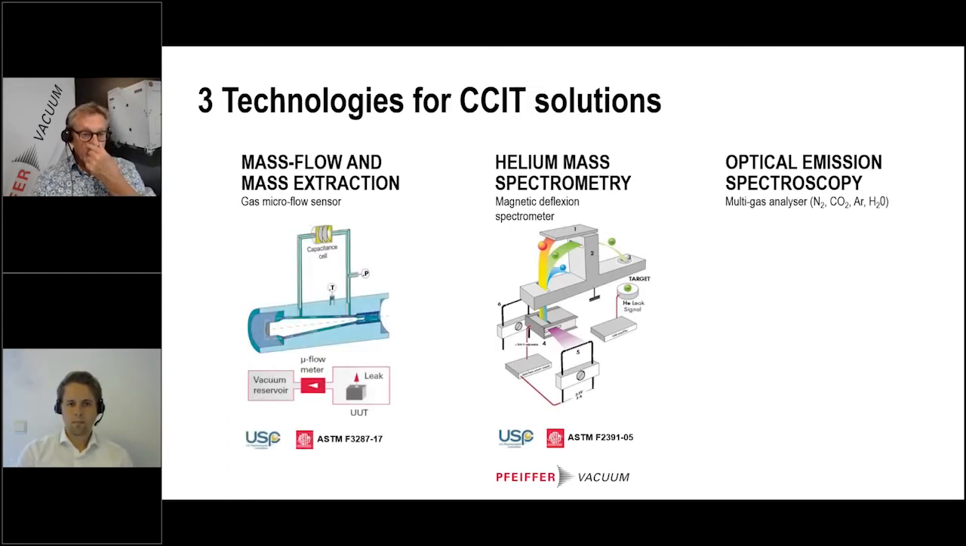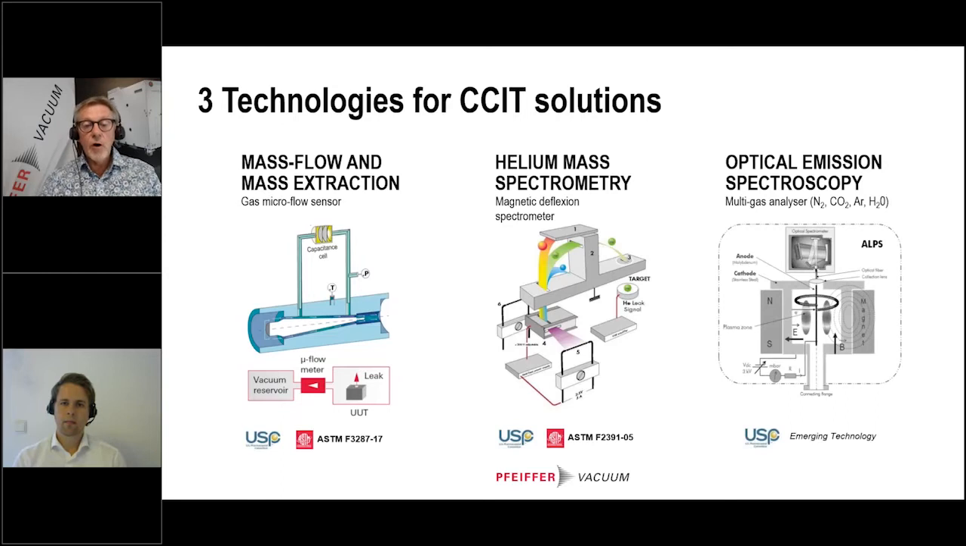Then we also use the mass extraction technology, which is based on a microflow sensor. Here you have a cut view of the sensor, where you see that the measurement is a direct measurement of the leakage. The container to test is located in a vacuum chamber, in a test chamber here, which is connected to a vacuum tank, and we measure the direct leakage through the sensor using this technology, so-called mass extraction.